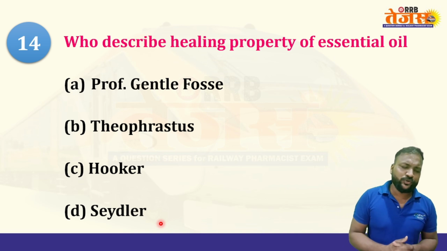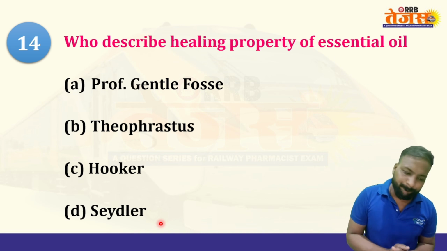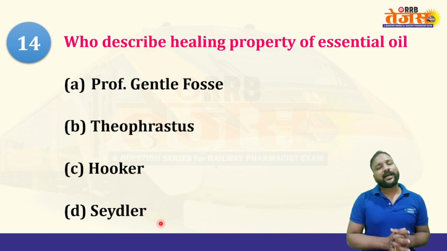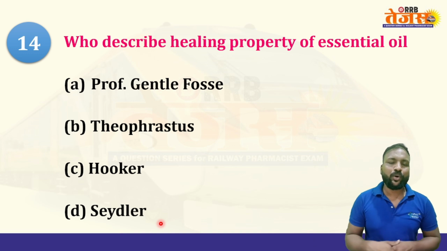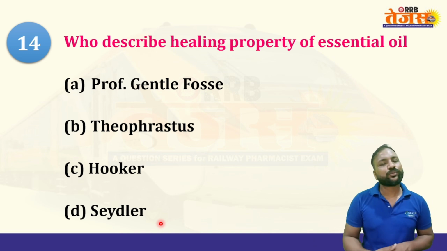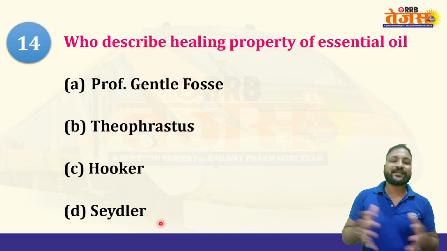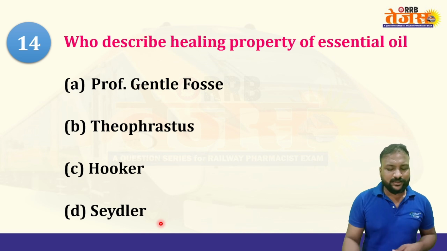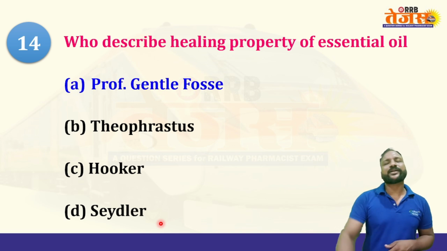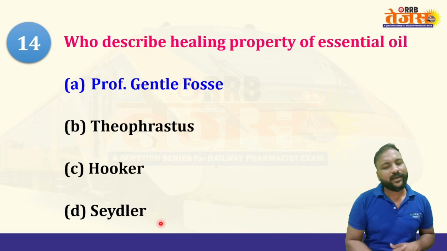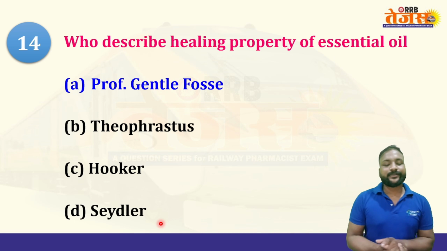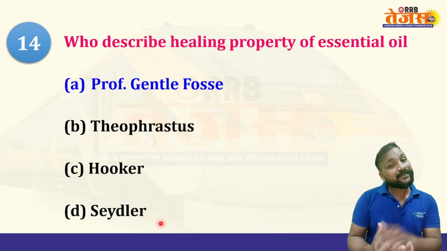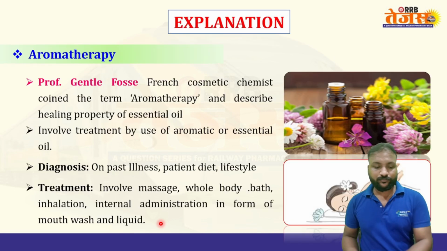You can remove two options, I think so. One is Sedler and one is Hooker. Sedler is who coined the name of pharmacognosy, and Hooker is who made a contribution to plant classification. So what will be the right answer from option A and B? Option A is the right answer. Professor Gandalf is the person who describes the healing property of essential oils.